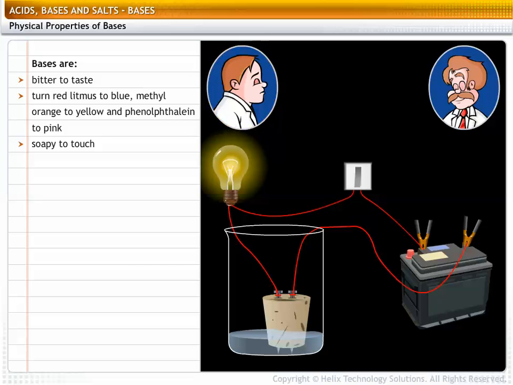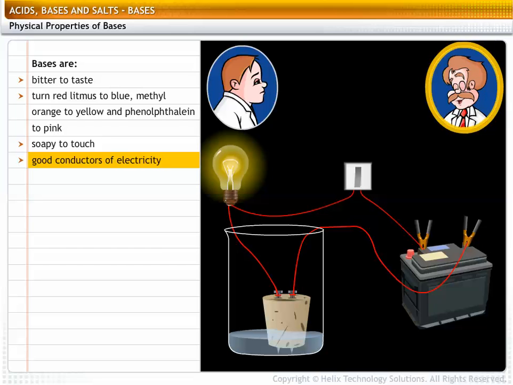What is this? Bases are good conductors of electricity in aqueous solution. In aqueous solution, they release ions, which conduct electricity. To prove this, let's perform a small experiment.